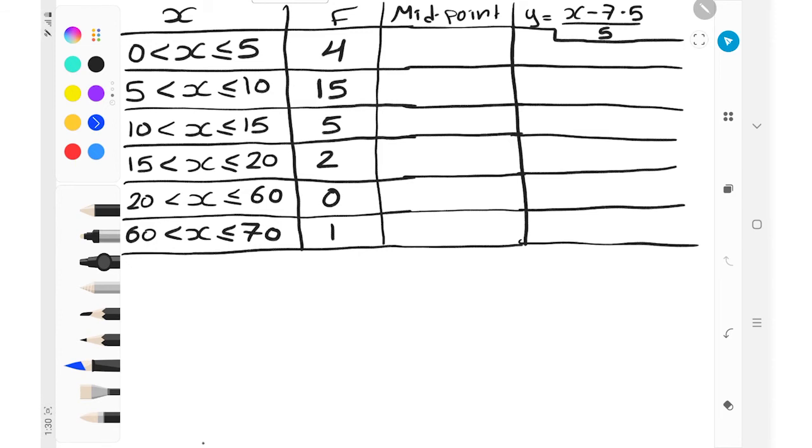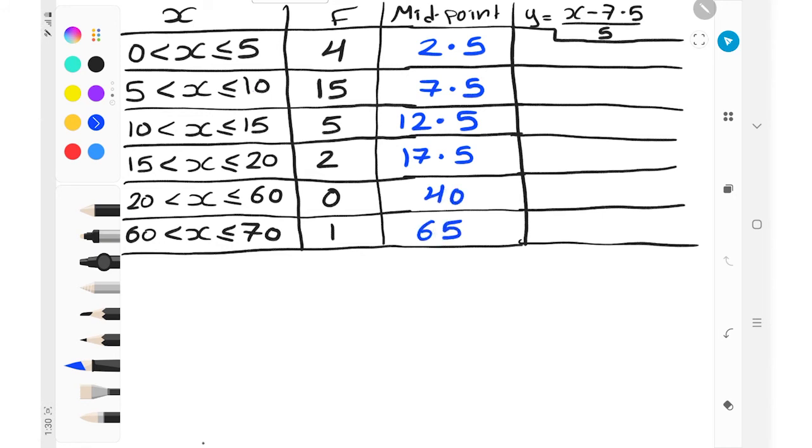So first we need to find the midpoint. Here there is no gap, as you can see: 0, 5, then 5, 10, 10, 15, 15, 20. Because there is no gap, we will add them and divide by 2. So 0 plus 5 is 5, 5 divided by 2 is 2.5. Then 7.5. We will add and divide by 2 directly without finding class boundaries, because my class boundary is the same as my class, 40 and 65.